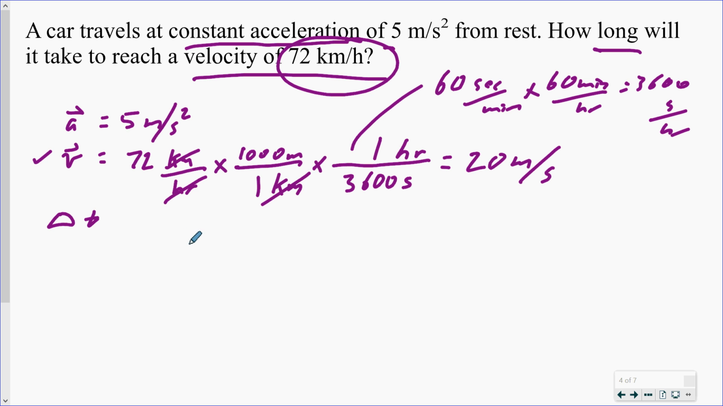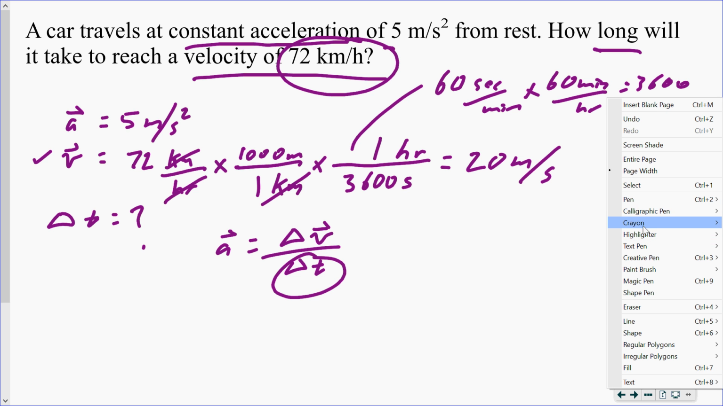Okay, so now we have our given information, our required information, equation: acceleration is equal to the change in velocity divided by the change in time, but we are looking for the time. So we want to rearrange this equation, get it to the other side. I've shown you various different ways to rearrange these equations. Let me show you this one this way.